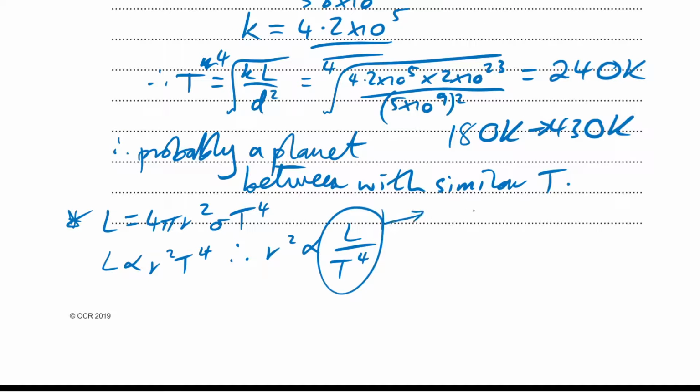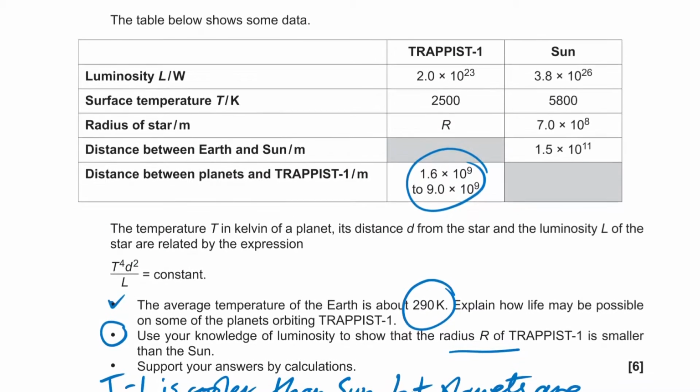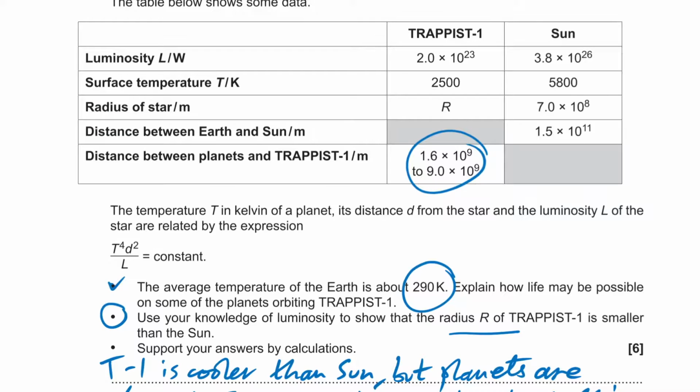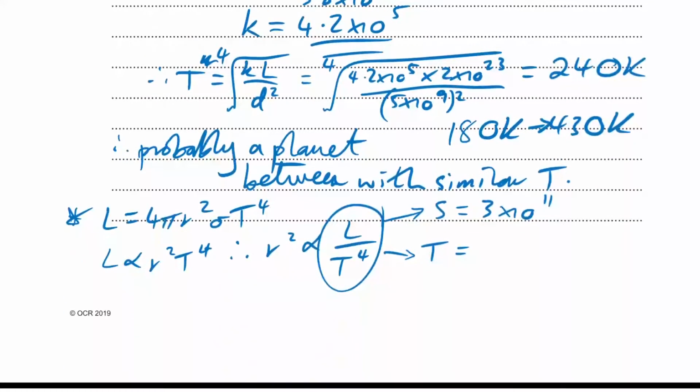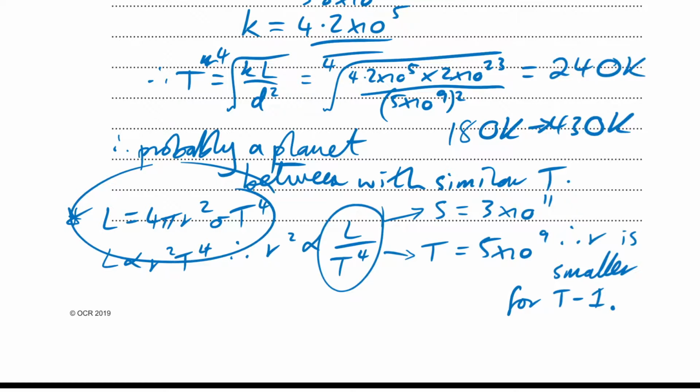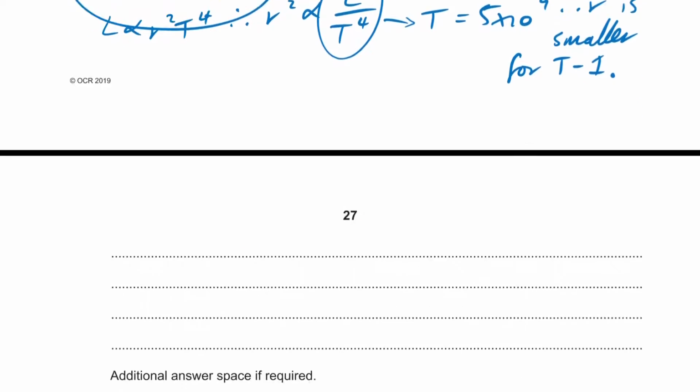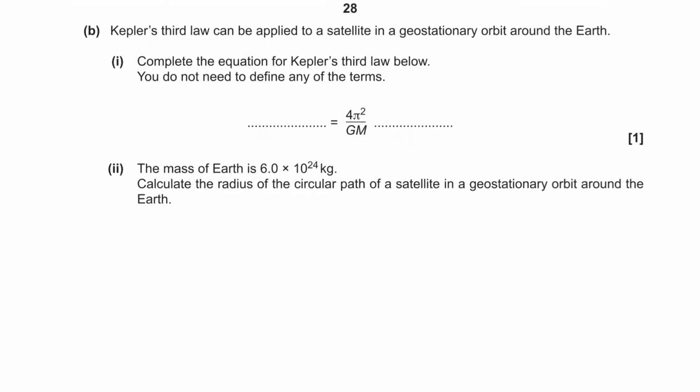So this value for the sun is about 3 times 10 to the 11, but for TRAPPIST-1 it is 2 times 10 to the 23 divided by 2500 to the power of 4. That gives us 5 times 10 to the 9. Therefore, R is smaller for TRAPPIST-1. Yes, you could just rearrange this whole equation to find the radius and compare the two as well. But this is a shorter way. I've wasted enough time in this question already.